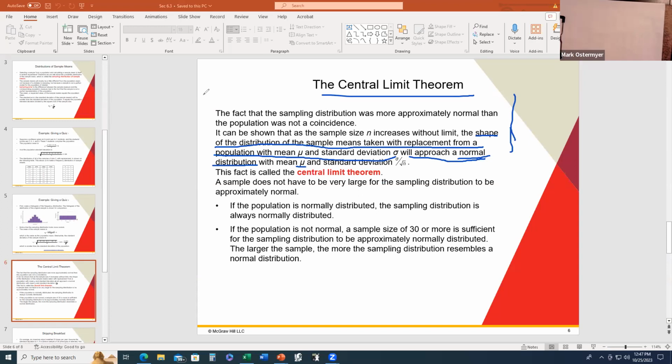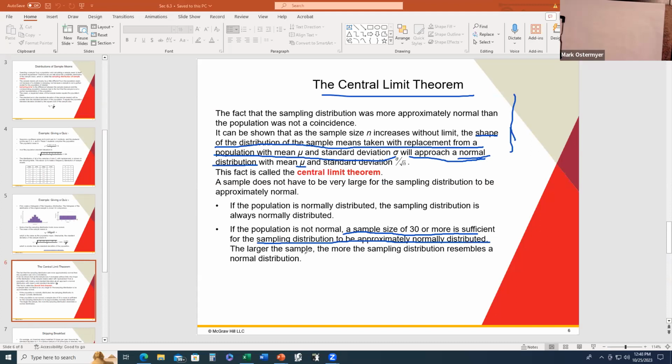Now, the amazing thing about this is the parent population itself does not have to be normally distributed or bell-shaped for this to be true. Even, ladies and gentlemen, if your population is not normally distributed or bell-shaped, as long as your sample size is at least 30, your sampling distribution of all your sample means of all samples extracted from the parent population of a certain size is always going to be approximately normally distributed.